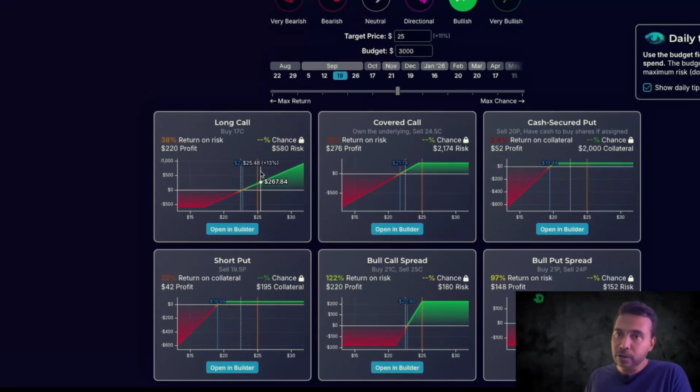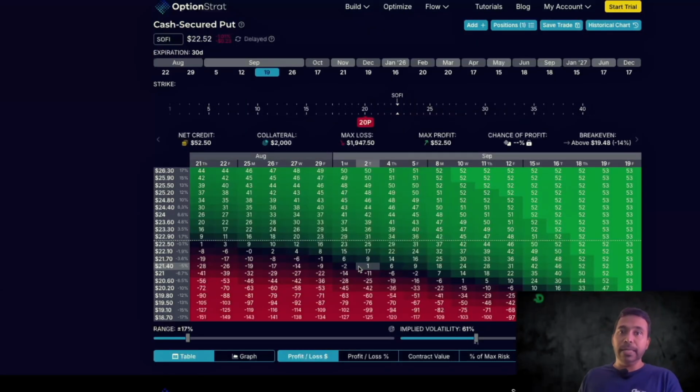So long call, you can go for long call. It's gonna tell you the profit and how much of your money you are putting at risk. So I'm just gonna explain one of them, but a similar thing is gonna apply for everything, right? So let's say you think that cash secured put you are more comfortable with, it's gonna keep like $2,000 collateral. Once you see that, you click on this open in builder, and that's gonna give you this nice chart, right? And this is gonna tell you what is your strike price, how your profit and loss is gonna look like for the next couple of weeks, right?